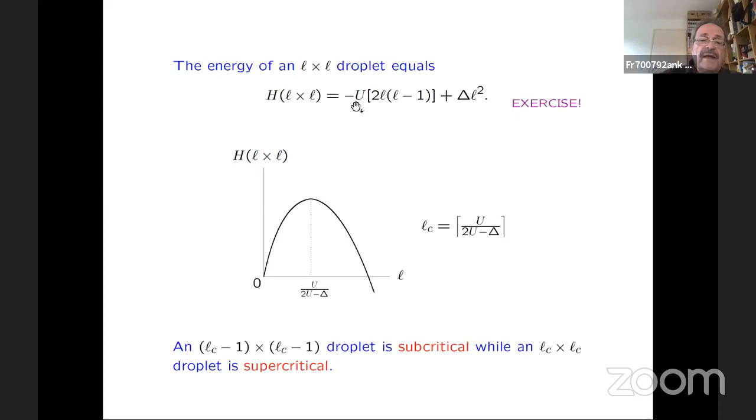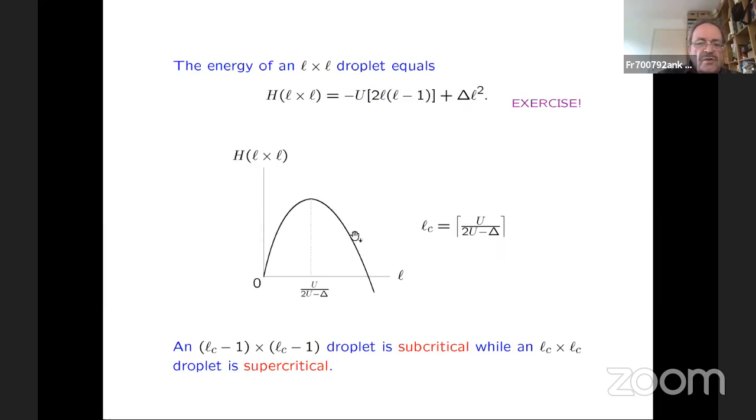So the gluing energy will be minus U times that number. So this is the energy of an L by L droplet of ones inside this box and the rest zero. And if I plot this as a function of L, it is a parabola that starts at zero, then goes up, reaches a maximum at the value U times U divided by 2U minus delta, and then goes down and becomes very negative because delta is between U and 2U.